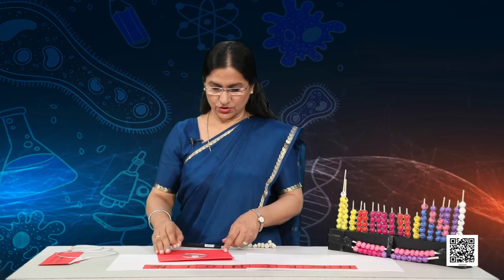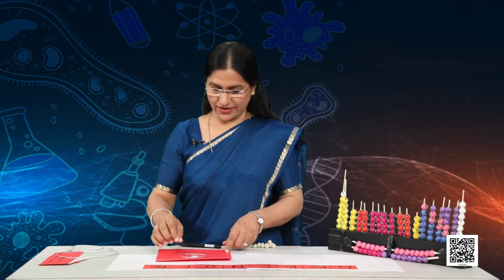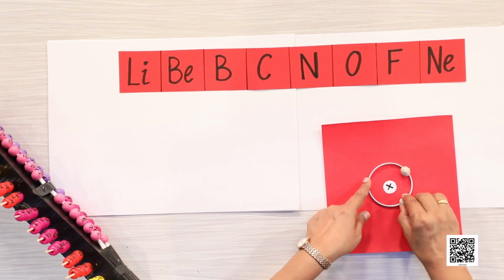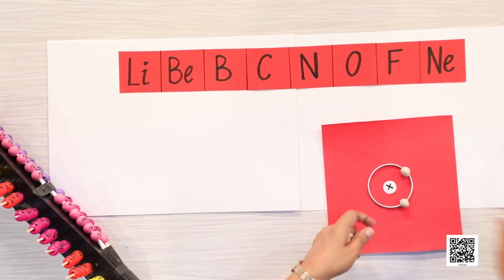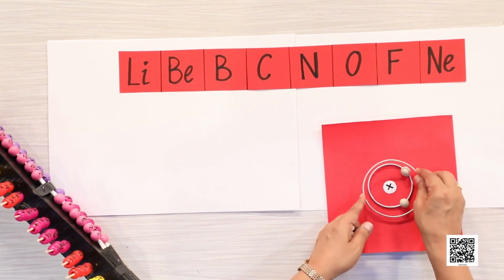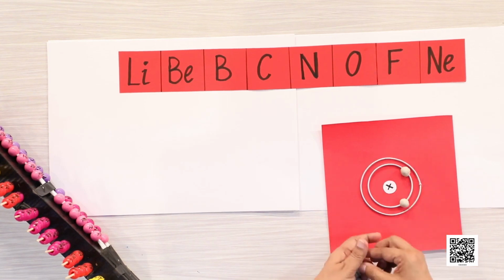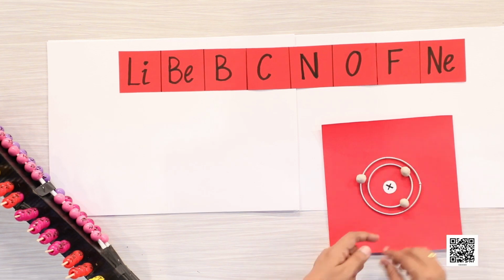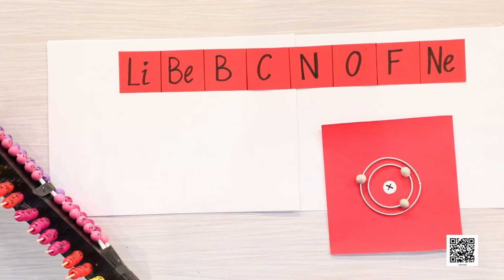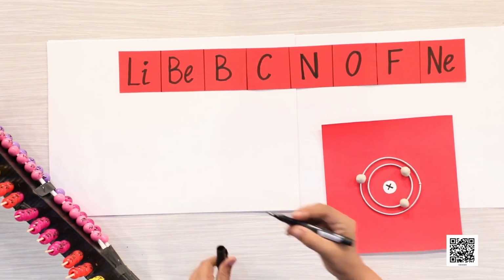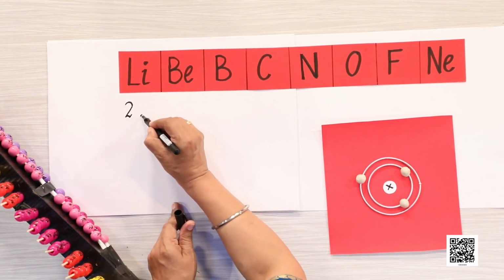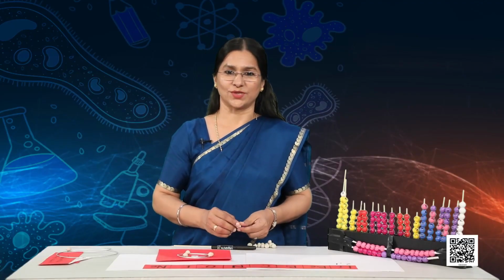Lithium has 3 electrons. So, let us arrange them. Well, 2 electrons will enter the first shell, that is the K shell, and the third electron will enter the next shell, L shell. So, let us write down the electronic configuration of lithium, that is 2 and 1.